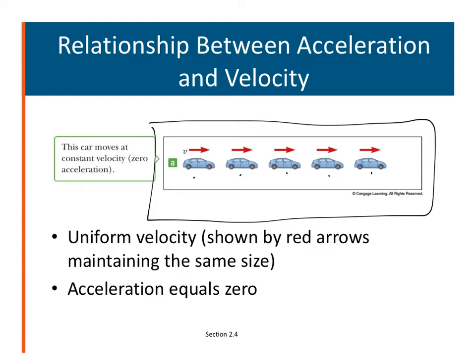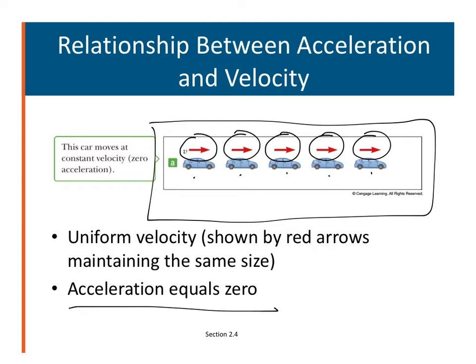If we notice in this one, all of these velocity vectors are the same size. That means the velocity is constant. It's uniform. It is not changing. It's the same direction, same magnitude throughout this picture here. So what that tells us about acceleration is that the acceleration is 0 because there's no change in velocity.